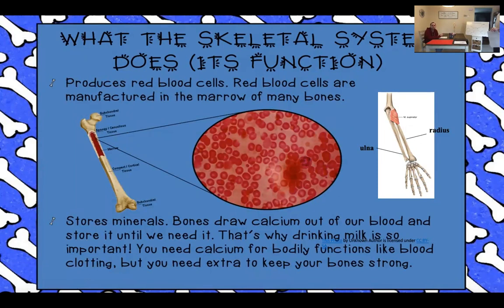Another function of the skeletal system is that it produces red blood cells. Red blood cells are made in the bone marrow of many bones, and they carry oxygen. It also stores minerals. Bones draw calcium out of our blood and store it until we need it. That's why drinking milk is so important, because milk has calcium. If our body needs calcium, it helps our bones become fortified and strengthens them, which is very important to prevent osteoporosis.